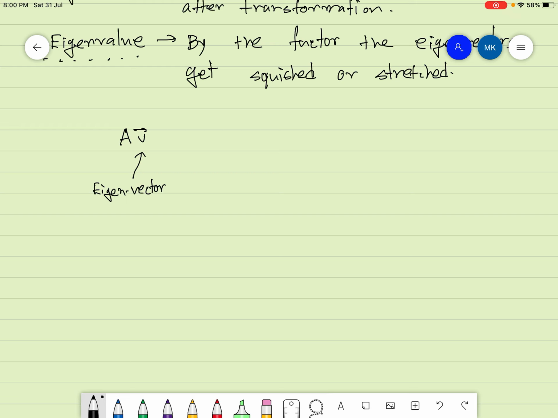Okay. So this V is an eigenvector. As I said, this V actually stays after being multiplied with A. This V remains on the same span. So let's say it remains V, but it gets stretched or squeezed by the multiplication, by a factor of lambda. So this lambda is called the eigenvalue.